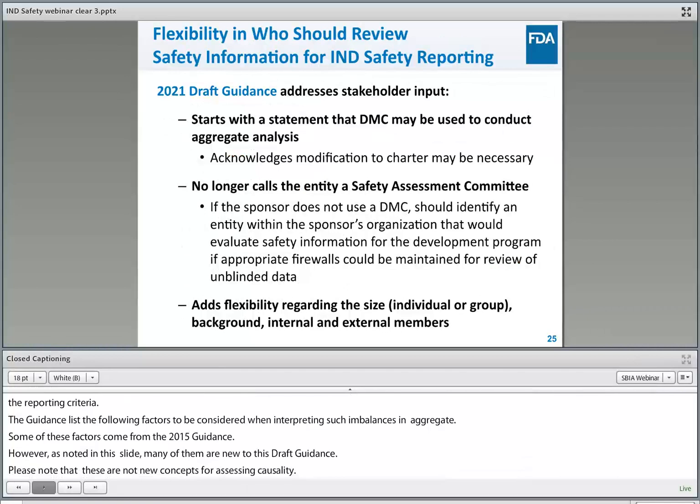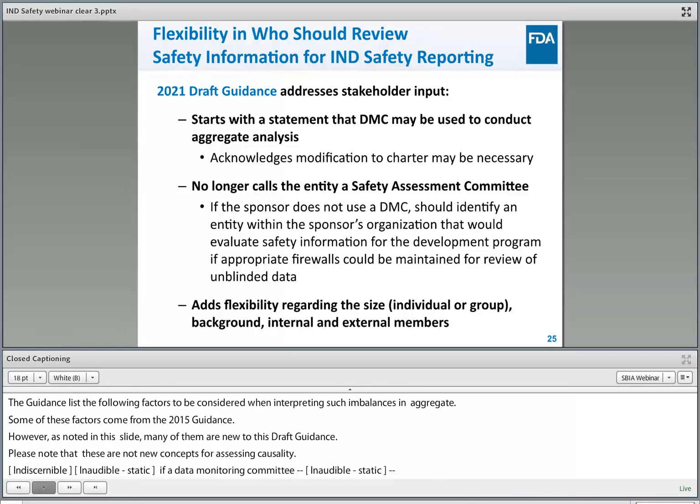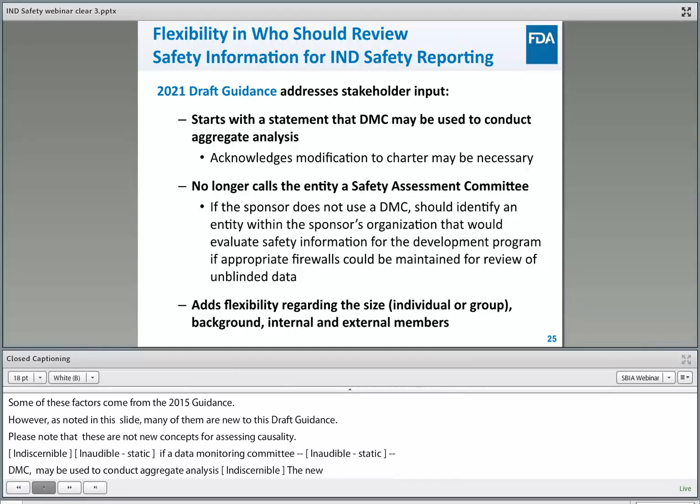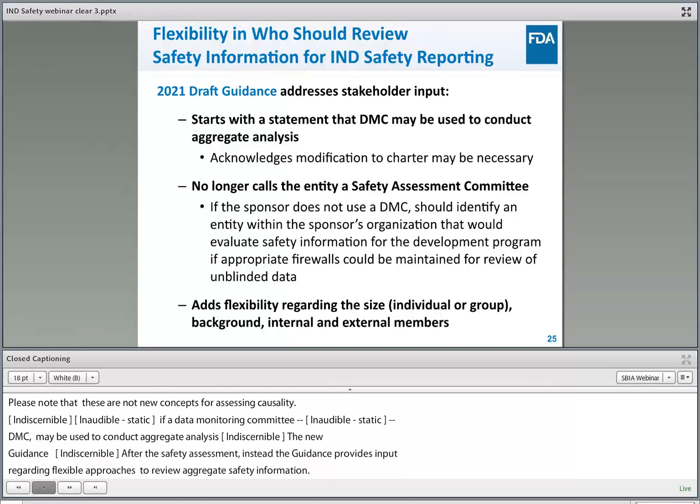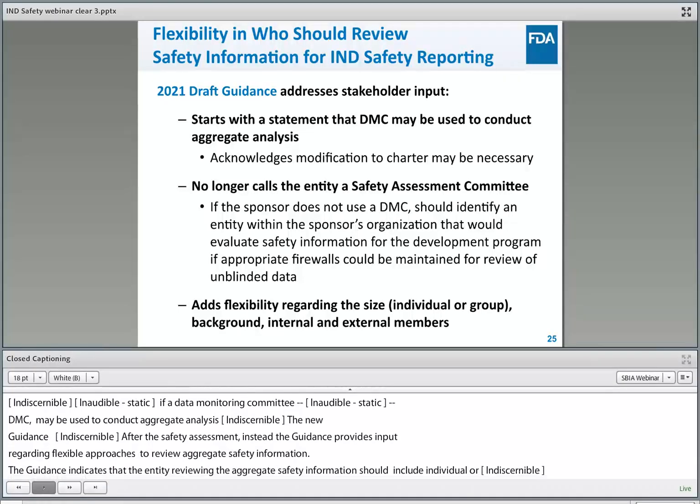If a data monitoring committee, or DMC, is in place, the DMC may be used to conduct aggregate analysis to help the sponsor assess whether the reporting criteria in cases of aggregate analysis have been met. The new guidance no longer refers to the entity assessing safety as the Safety Assessment Committee. Instead, the guidance provides input regarding flexible approaches to review aggregate safety information. The guidance indicates that the entity reviewing aggregate safety information should include an individual or individuals with knowledge about the investigational drug, the disease being treated, including the epidemiology of the disease, and the characteristics of the study population. These members should be qualified by training and experience to make clinical judgments about the safety of the drug.